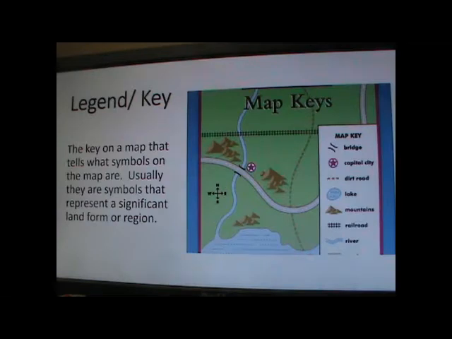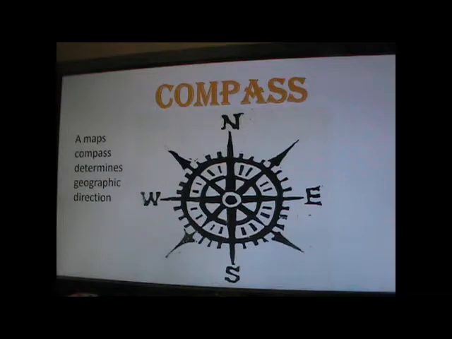The second part is the legend or the key. The key on a map tells what symbols are on the map and what they represent. Some, like trees, will be little shrubs or trees. Some will be color shaded for different population areas. Dirt roads or roads will be described as solid lines or dash lines. So the legend gives you a description of what is out there.